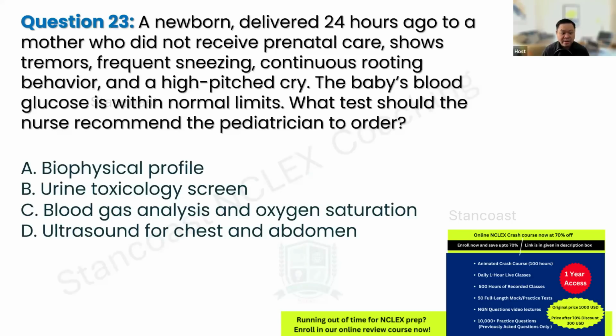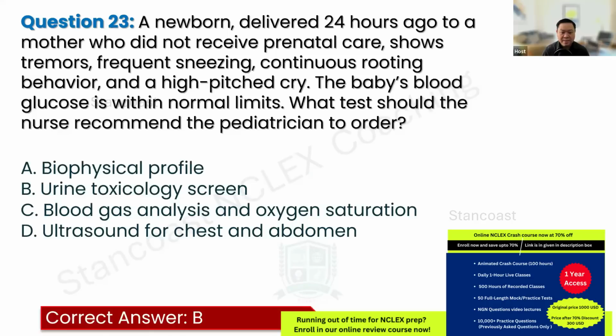The correct answer here is letter B, because the baby's symptoms, such as the tremors and the high pitched cry, are commonly seen in neonatal abstinence syndrome, or what we call NAS, which results from drug withdrawal in newborns. If you selected letter A, this is incorrect because a biophysical profile is an assessment done during pregnancy to evaluate fetal well being, and it's not relevant for this already delivered newborn.